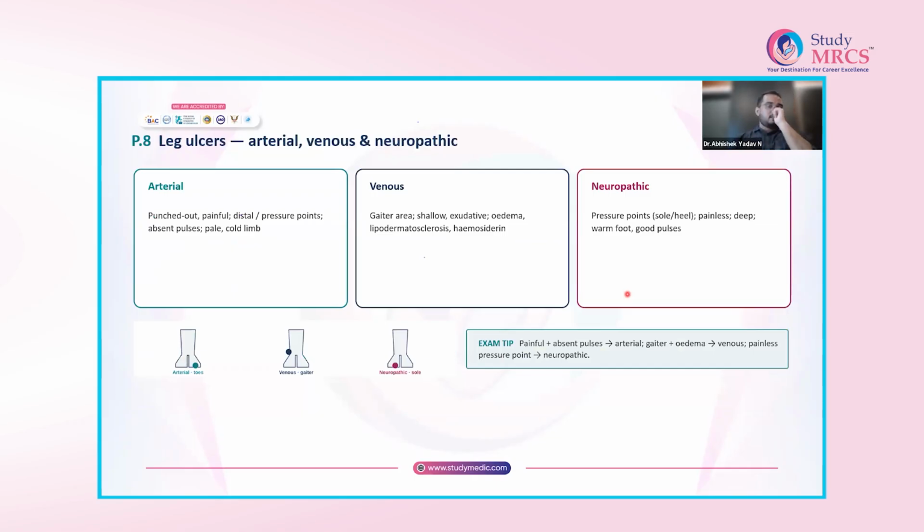So one more important topic: vascular pathology conditions like ulcers. It can be arterial, venous, or neuropathic, the neurological ulcers. Arterial ulcers, how do you identify? They are punched out in nature. They are very painful, and they occur at the distal pressure points. On clinical examination we don't have any pulse, and the limb will be pale and cold.